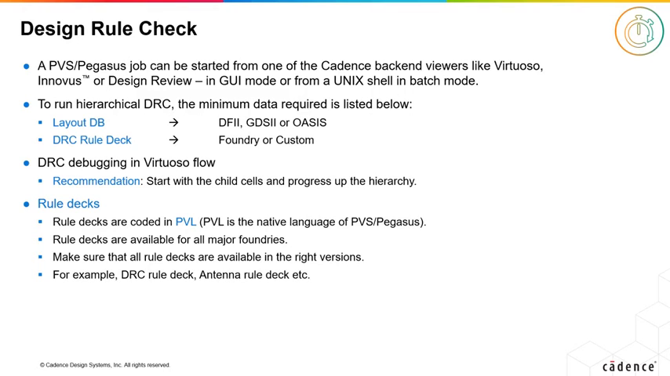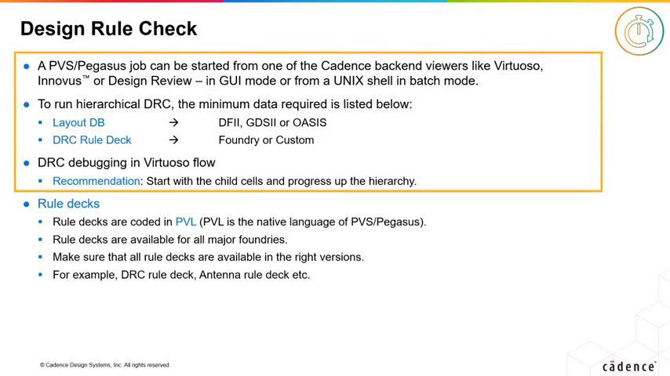This is an introduction to PVS DRC checking. Most of the PVS jobs can be invoked from one of the Cadence platforms, like Virtuoso, Innovus, or PVS Design Review, in GUI or in batch modes.